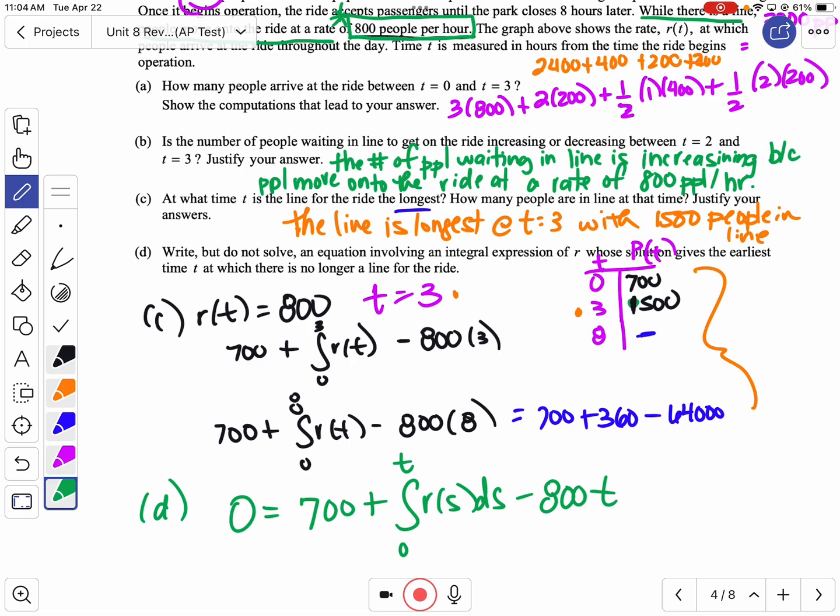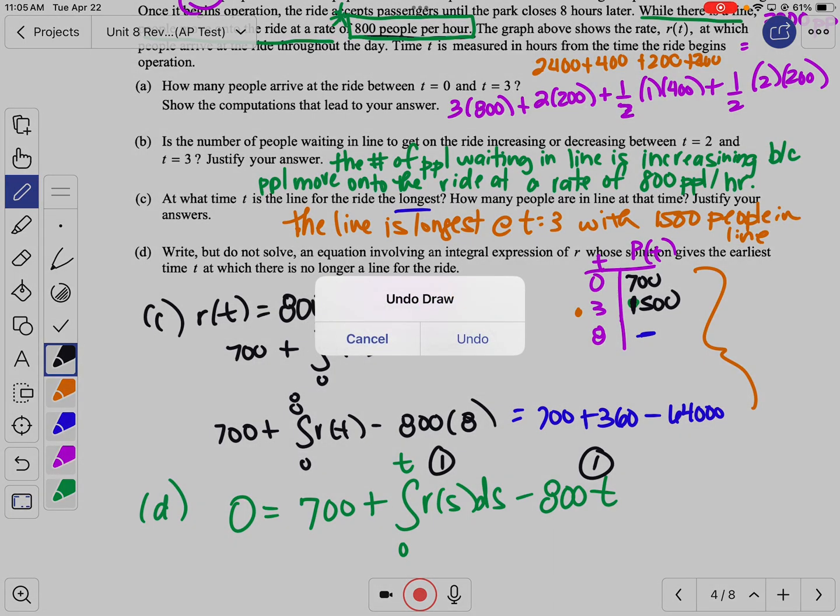That was worth, are you ready? 3 points. You got 1 point for the 800t. You got 1 point for the integral. And you got 1 point for the whole equation itself. That felt like 3 points. Just writing the equation when they give you points like that. They don't always do it, but sometimes they will.